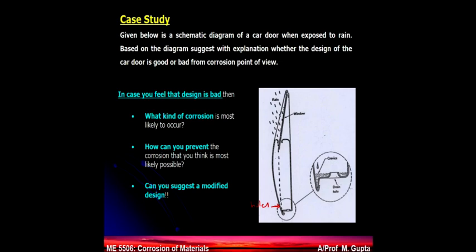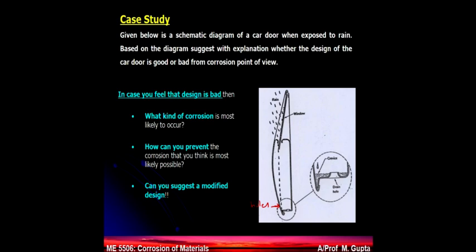So based on this information, what kind of corrosion is this one? Why is this corrosion taking place? What type of corrosion is this, which is happening at a certain location? Remember, it's not happening all over the car door. It's happening at certain locations. So is it a uniform corrosion or a localized corrosion? That is the first test, uniform or localized.